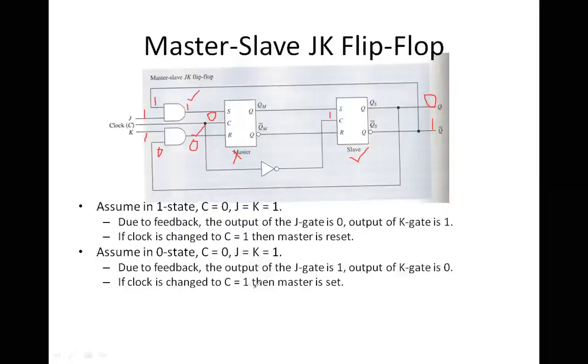If the clock is changed to C is equal to 1, now suddenly if I make C is equal to 1, which means if I enable this, then the master is set. How is it set? Because J is equal to 1. Whenever J is equal to 1, it is set. So my QM will become 1, and QM bar is going to become 0. Understood, students?